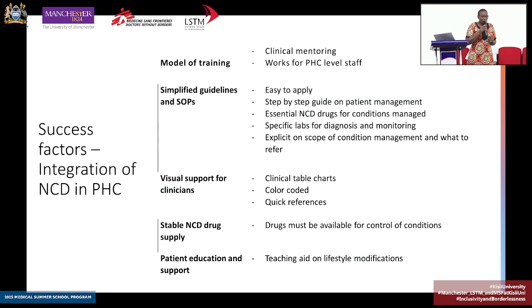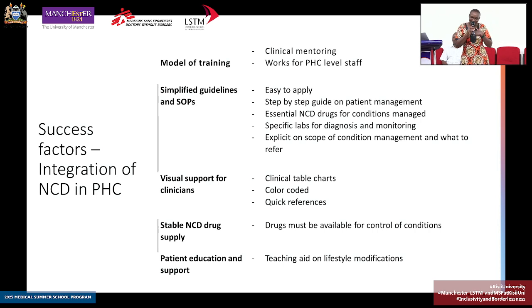I said we struggled with that even towards the end. But for us to monitor our patients and to say that the guidelines are proper and working, we have to provide a stable NCD drug supply. And then patient education and support, very, very important.